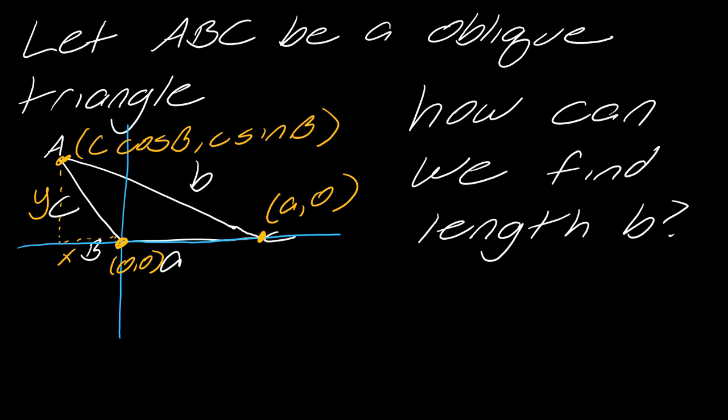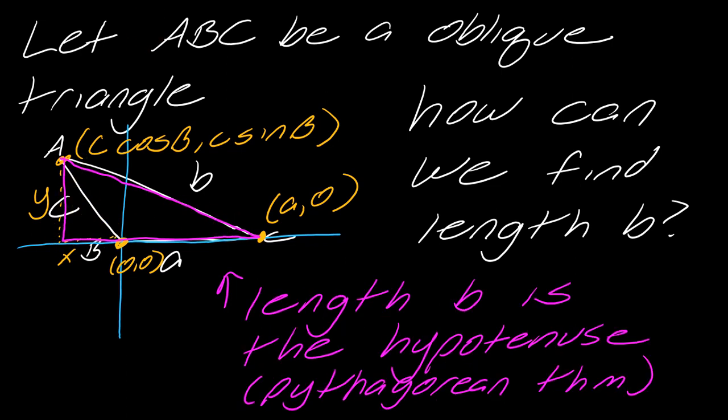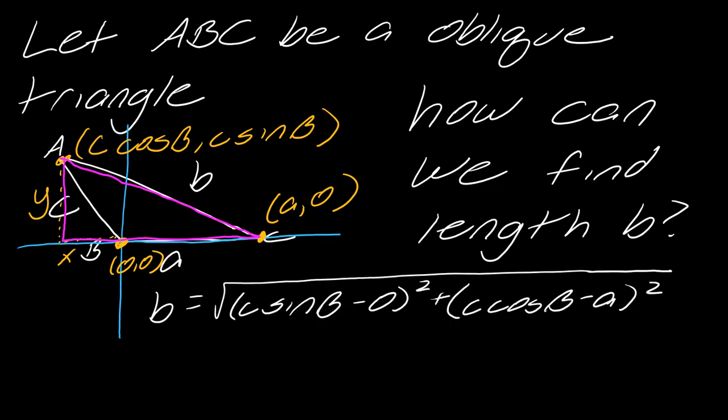So now the question is, how can we find length B? All right, so let's think about this. We can use this little sneaky right triangle that we already created. We can now leverage this to help us answer that question. So I've drawn that in pink. So length B in this sneaky triangle is obviously going to act as the hypotenuse. And so the cool thing is now if we have the right triangle, we can use the Pythagorean theorem here.